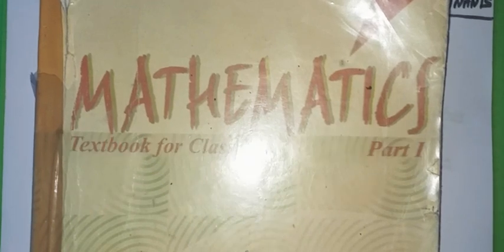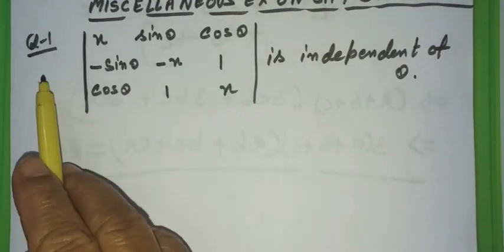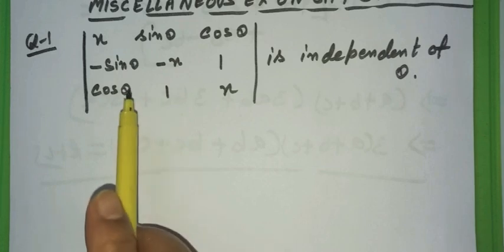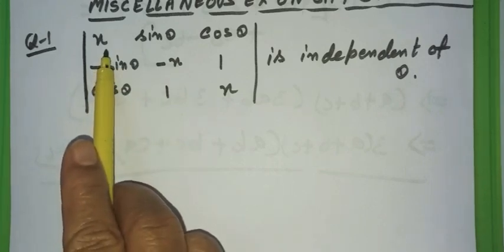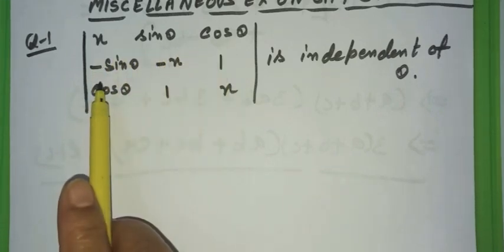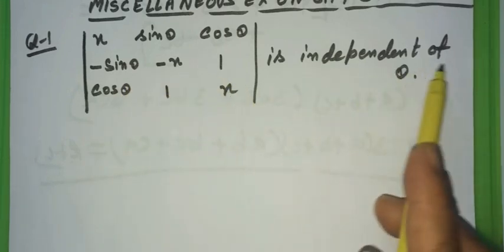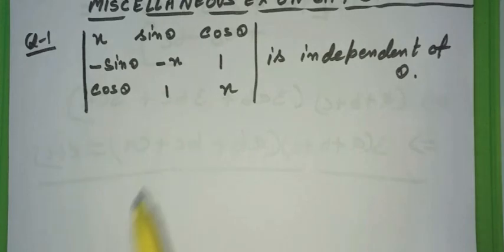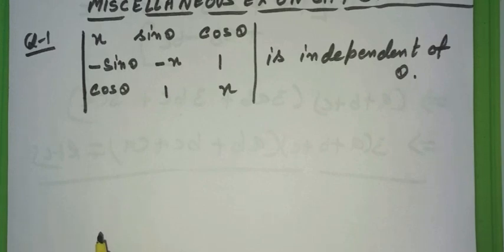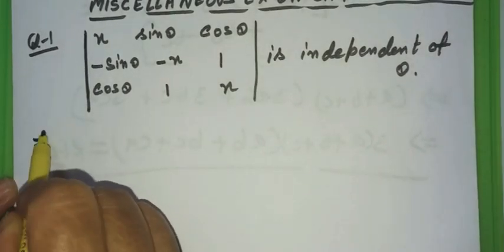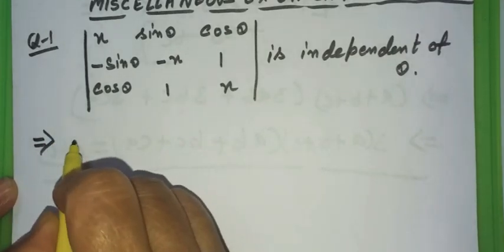So let us start. Question 1 of the miscellaneous exercise on chapter 4 says: prove that the determinant with rows x, sin theta, cos theta; minus sin theta, x, 1; cos theta, 1, x is independent of the variable theta. So let us proceed. There is no need to use the properties. Even if you want, you can apply one or two properties, or else we can simply start and expand this along the first row. So I am expanding it along the first row.